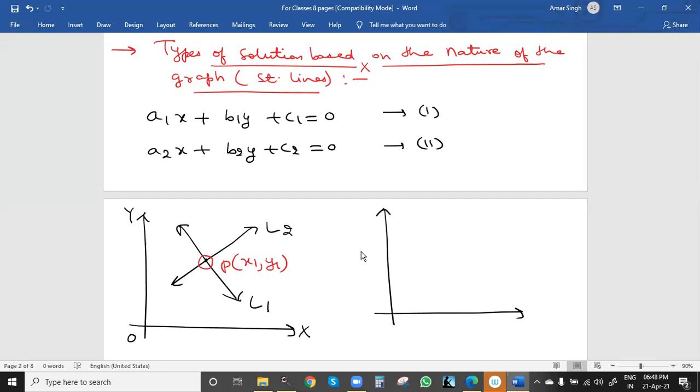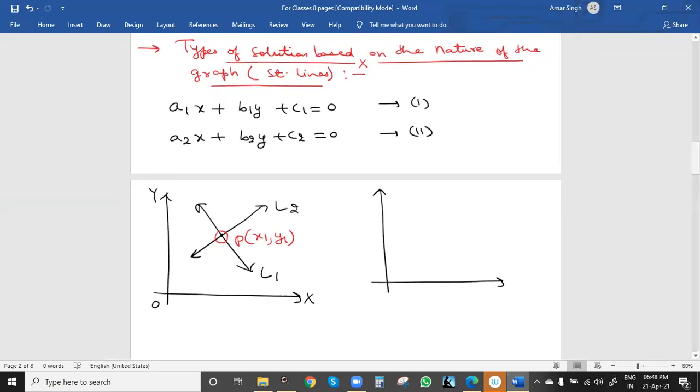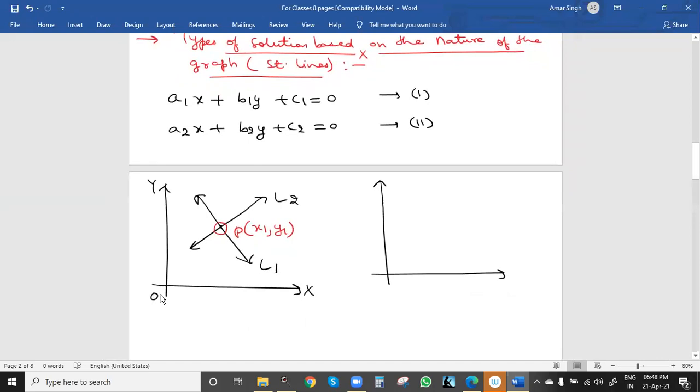Basically these are intersecting lines. So the first case we can have is that both the lines will be intersecting lines. Both the lines L1 and L2 from the pair of linear equations can intersect.